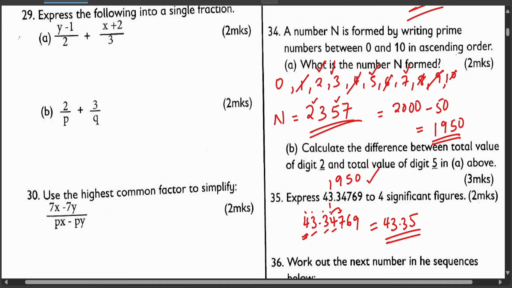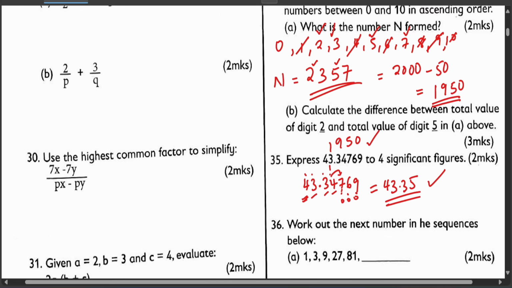Any numbers that are in front of 4, 7, 6, 9, you just put them out. Even if you write 0 0, it won't make any difference because of the decimals. So this is your accurate answer.